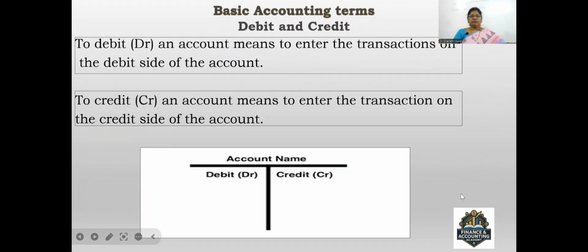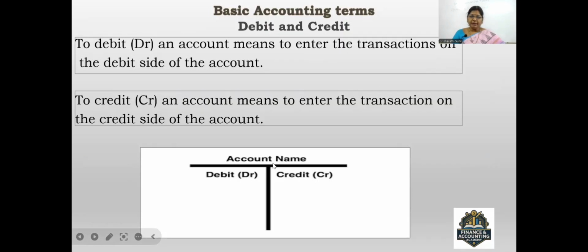Next, debit and credit. This is very, very important in accounts. If you know debit and credit very clearly, you will understand how to prepare journal entries. When you know the preparation of journal entries, the ledger will become very easy and all the remaining process will become easy to you. So try to understand this debit and credit. Nothing is difficult in accounts. Just if you put in effort, that will definitely result in you getting good knowledge in accounting.